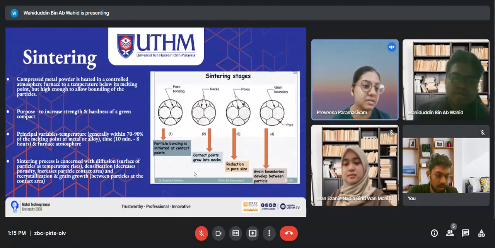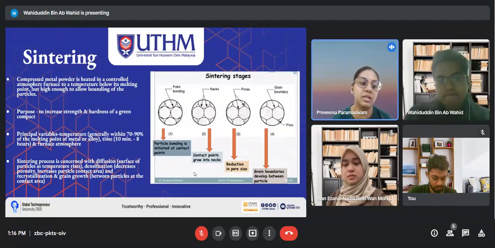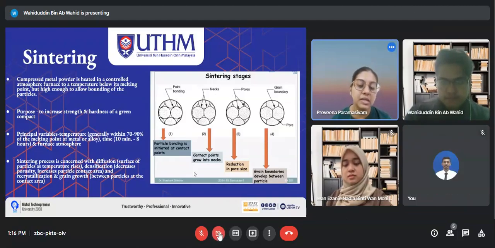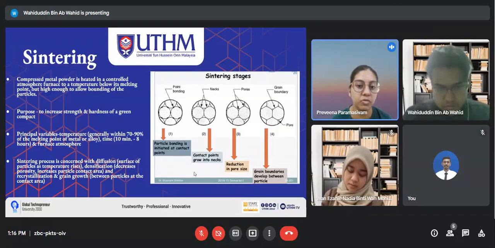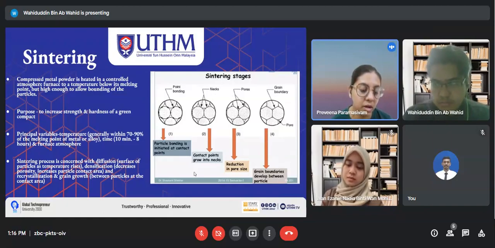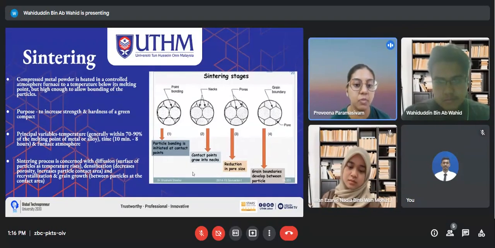The sintering process is concerned with diffusion at the surface of particles as temperature rises, and the densification decreases the porosity, increases the particle contact area, and the last one is the recrystallization and grain growth between the particles at the contact area. In the figure above, we can see the sintering stages. At first, there is diffusion of atoms between adjacent particle surfaces at the point of contact, which leads to development of grain boundaries among themselves. So we can see the point bonding.